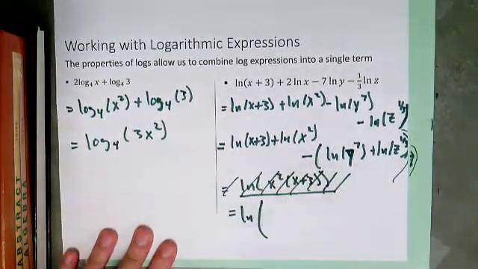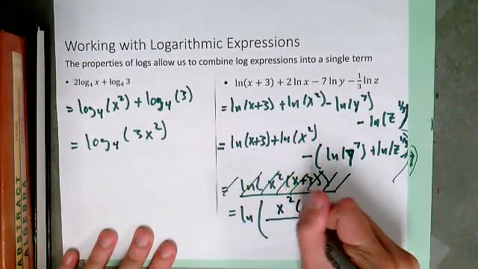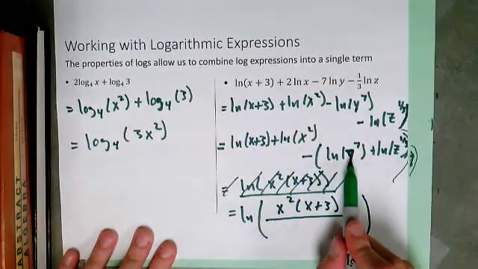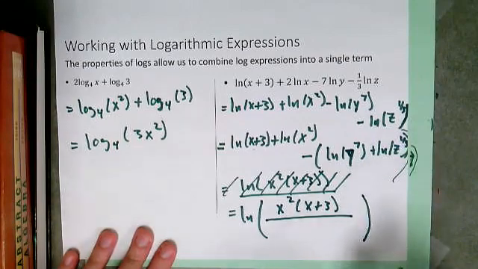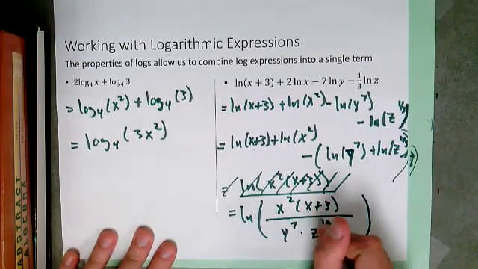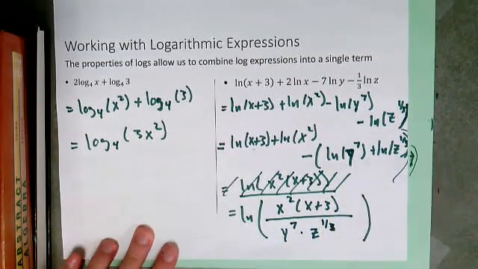Natural log of big thing, top and bottom. These are going to be on top. It's addition, so it turns into multiplication. X squared times x plus 3. And then on the bottom, we're going to have y to the 7 and z to the 1/3. You can say z to the 1/3 or cubed root of z. Either one works. Either one's fine.